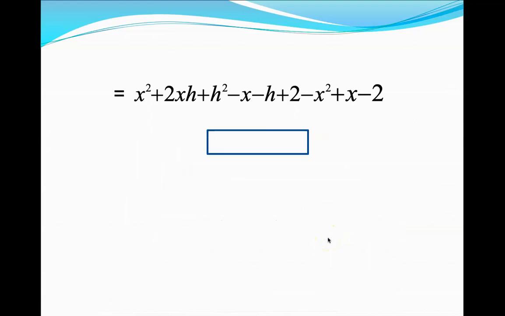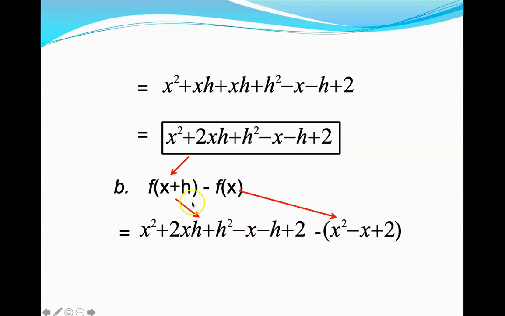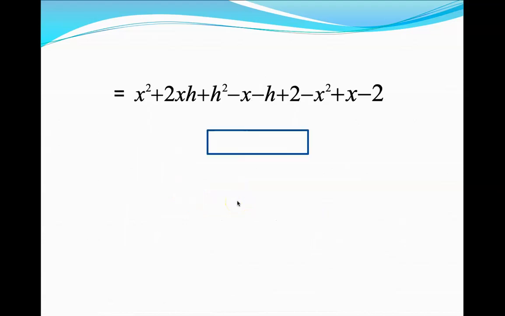And the cool part about this is, remember I said after that first step, just finding f of x plus h, it's going to be awful and nothing cancels. When you do the second step and you take the f of x plus h and you subtract the original function, a lot of stuff's going to cancel. The x squareds are gone. The x's are gone. The 2's are gone, leaving me with that.